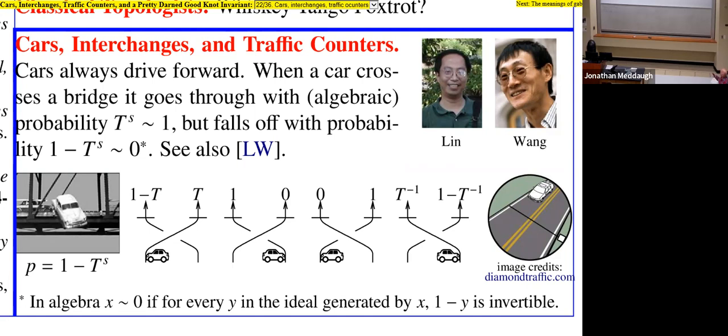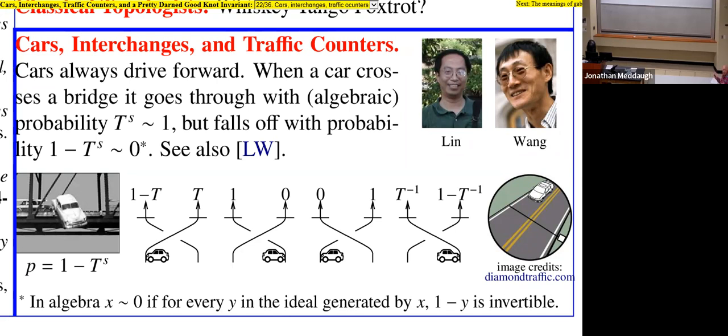Okay. Now, I don't really mean probabilities. I mean, I don't really mean T is between zero and one. These are algebraic probabilities. So I'll use the rules of probabilities to manipulate them, but I will ignore the basic rule of probability, which is that probabilities run between zero and one. So if the crossing is negative, then you pass through with probability t to the minus one, which is again close to one.